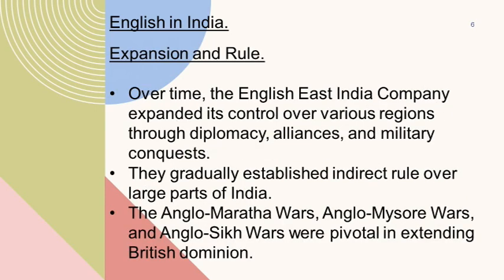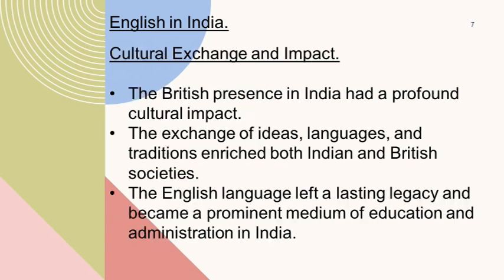Expansion and rule. Over time, the English East India Company expanded its control over various regions through diplomacy, alliances, and military conquests. They gradually established indirect rule over large parts of India. The Anglo-Maratha Wars, Anglo-Mysore Wars, and Anglo-Sikh Wars were pivotal in extending British dominion.